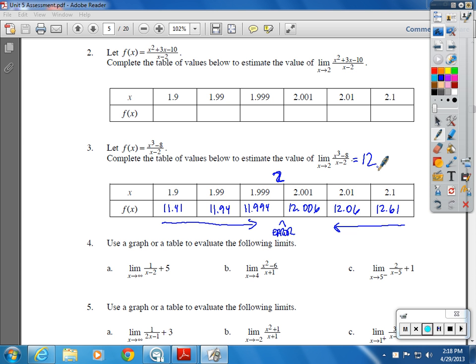It's all about being able to use the table function on your calculator the way you need to be able to use it. This one will be tough by hand or using a graph because this isn't going to show up on your graph. 12 is off of your normal Zoom standard window. So it'd be really difficult to find where that hole is. All right, using the table is going to be the best option.